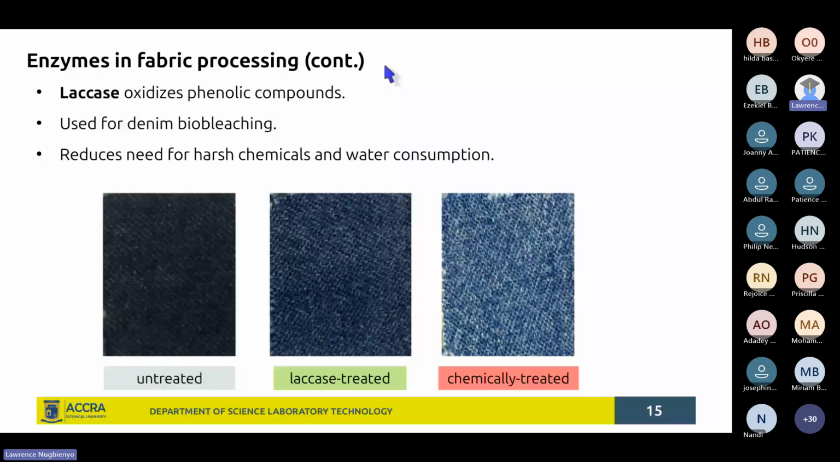In fact, I remember sometime past, there were some people who were doing locally designed jeans. They get white jeans and begin to give them some kind of dye. Of course, those ones are not making use of any enzyme. They're just using different dyes.